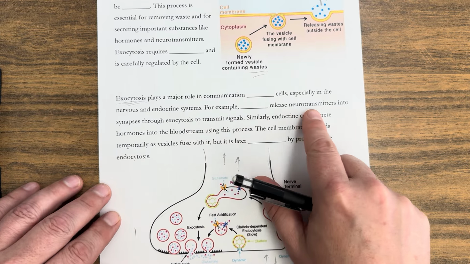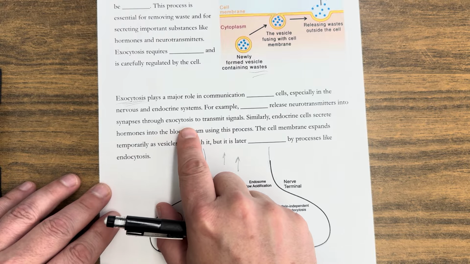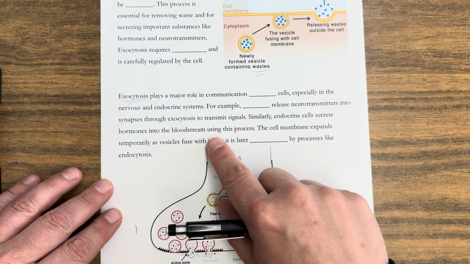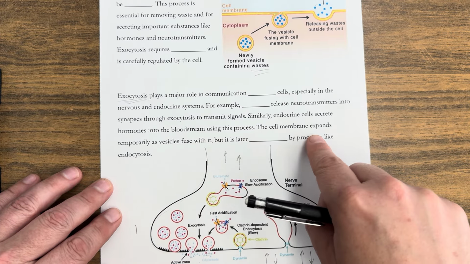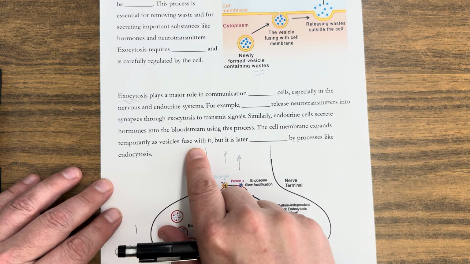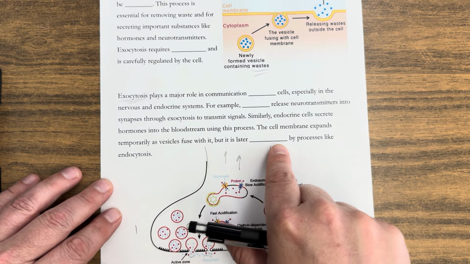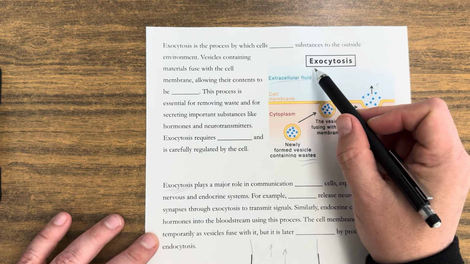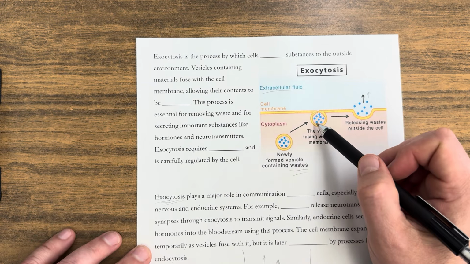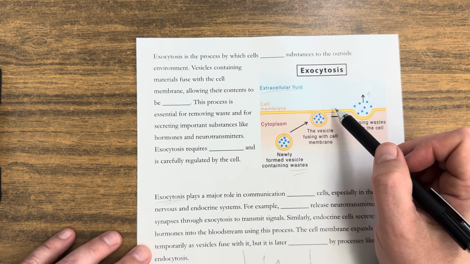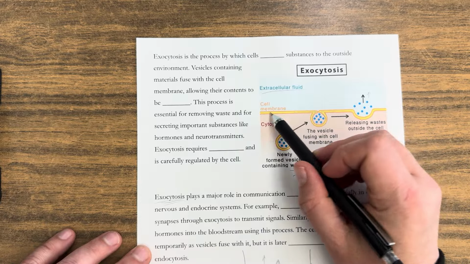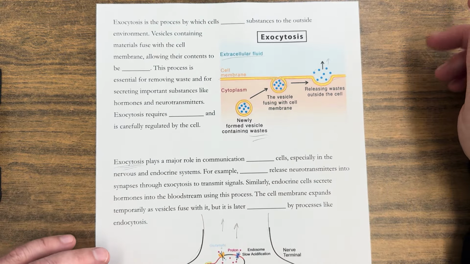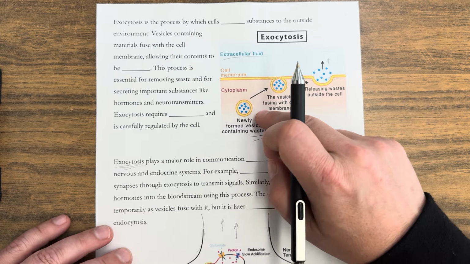For example, neurons release neurotransmitters into synapses through exocytosis to transmit signals. Similarly, endocrine cells secrete hormones into the bloodstream using this process. The cell membrane expands temporarily as vesicles fuse with it, but it is later balanced by processes like endocytosis. So even though during both of these, exo and endo, in some cases you're going to be adding to the cell membrane and in some cases you're going to be subtracting from it, the cell membrane can maintain itself. That's not a problem. It's not going to vastly shrink or expand in size because of these vesicles going in and out.